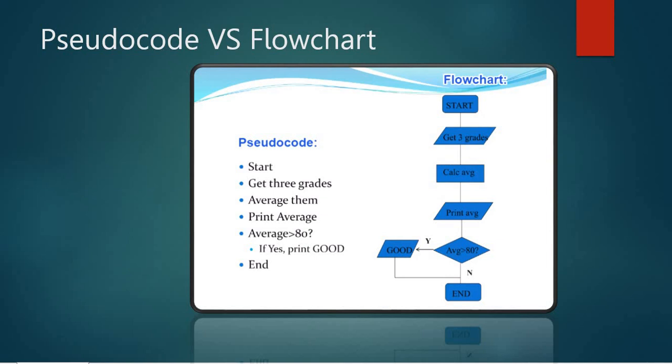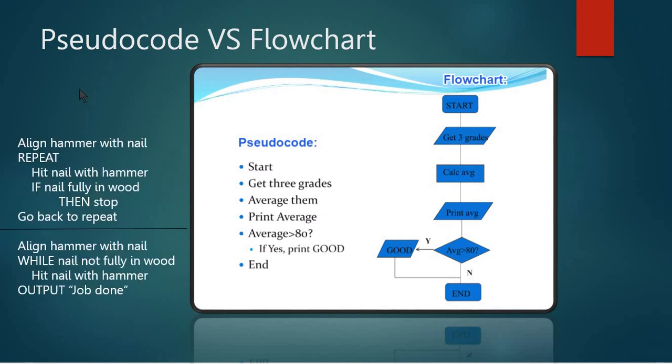You could write the flowchart information in pseudocode like this as well. Align hammer with nail. Repeat. Hit nail with hammer. If nail fully in wood, then stop. Go back to repeat. So go back to repeat tells us that this repeat has a loop, in which hit nail with hammer and if nail fully in wood are there. So that is the loop.